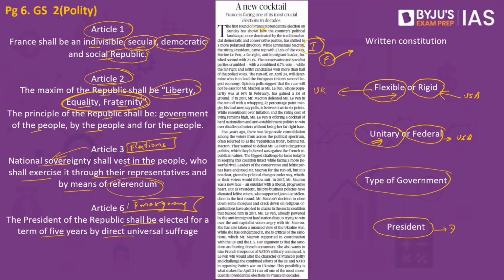So what are the similarities? The similarities are in terms of a written constitution, in terms of republic nature, and in terms of emergency provisions. But what are the differences? One is in terms of the judiciary, and the other is the unitary model of France rather than the federal model of India. These are some of the differences as well as similarities when it comes to the French and the Indian constitutions.